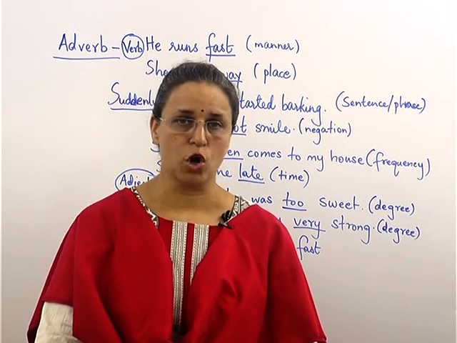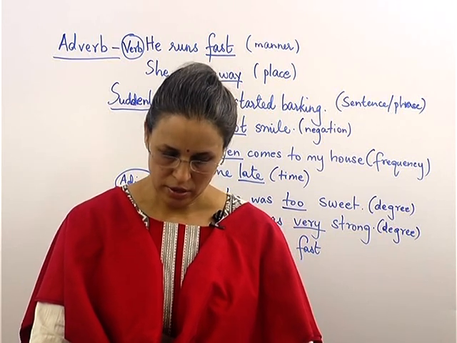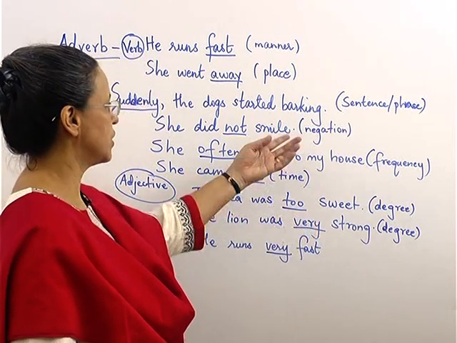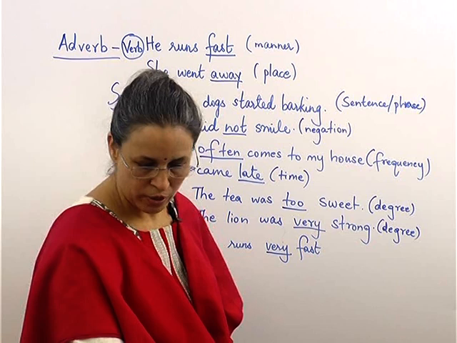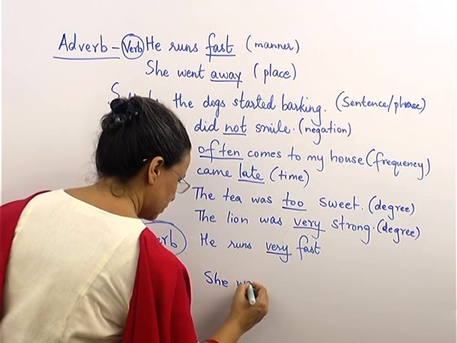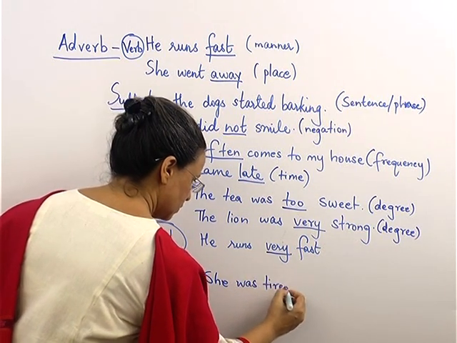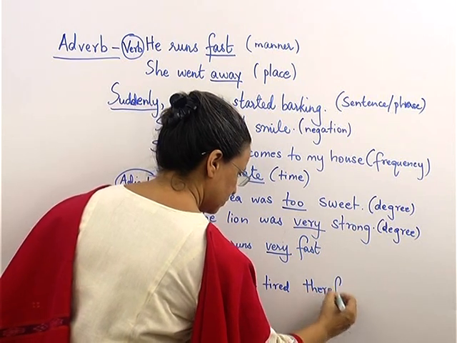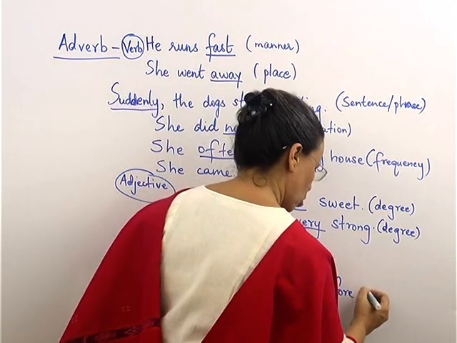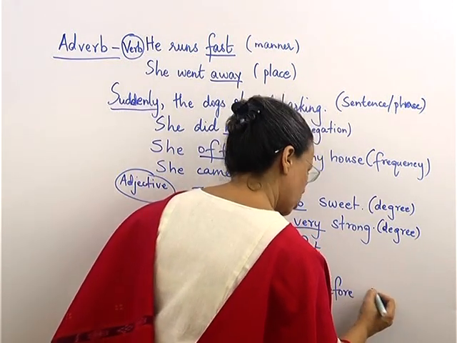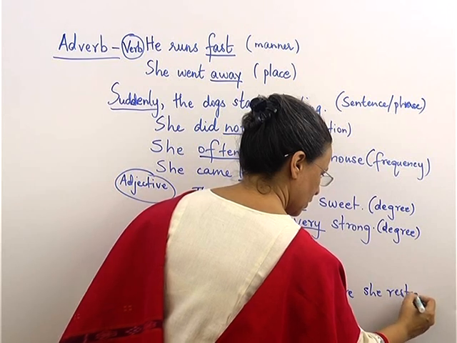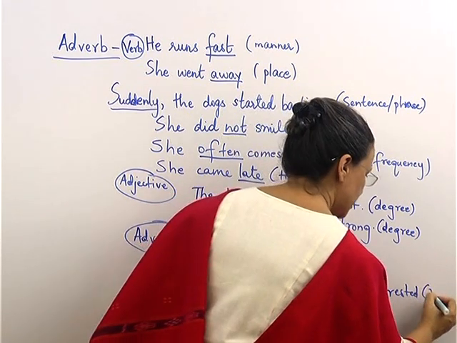Sometimes you can have adverb of cause or reason. She was tired, therefore she was unable to study. So this type we have not seen. We have seen degree, we have seen all the other types, correct? So let's put this down. She was tired, therefore unable to study, or that means she was unable to study. Or you can make it she was tired, therefore she rested. Now this therefore gives you reason.